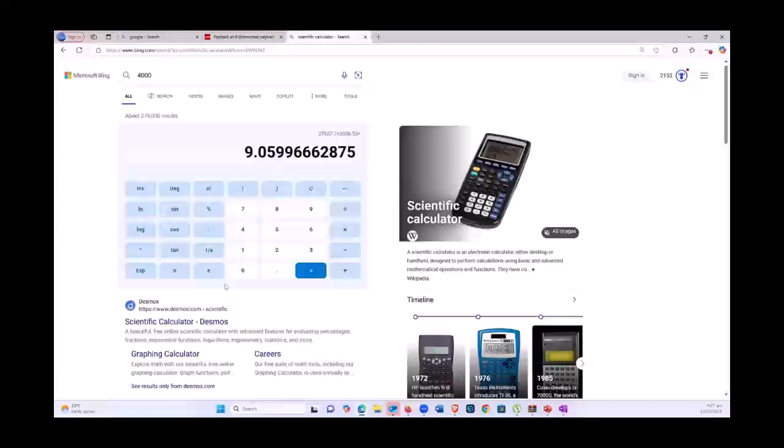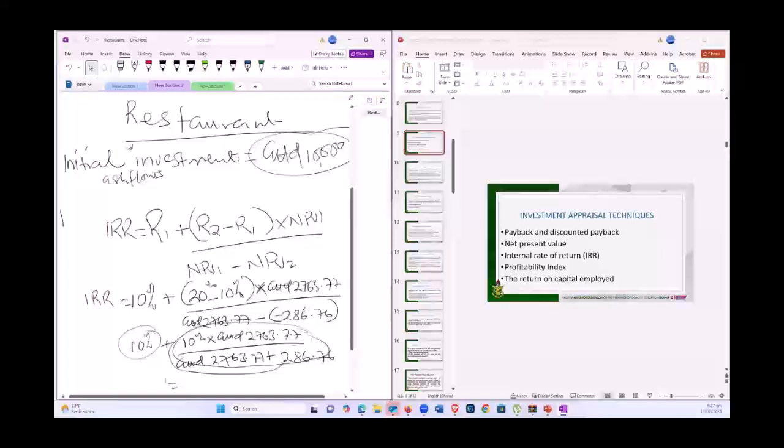Sir, is 18 not correct? No, 18 appears to be a bit far. It should be 19.06. Note it somewhere. Percent. Yeah, 19%.